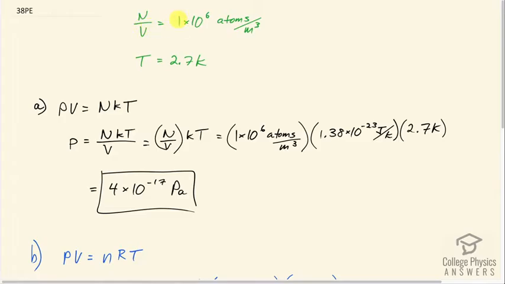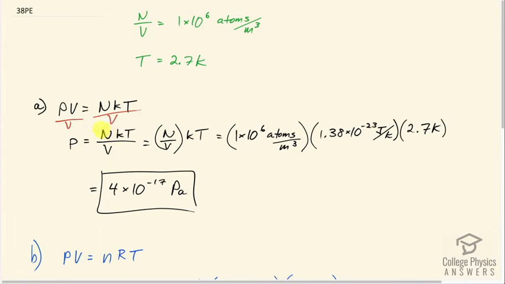In deep space, there are about 1 times 10 to the 6 atoms per cubic meter at a temperature of 2.7 Kelvin. Part A of this question asks, what will the pressure be in that case? So pressure times volume is the number of atoms times Boltzmann's constant times the absolute temperature. So we can find pressure by dividing both sides by volume, and we have P equals nkT over V.